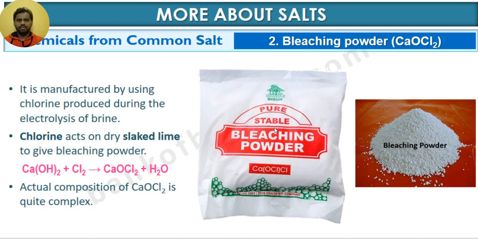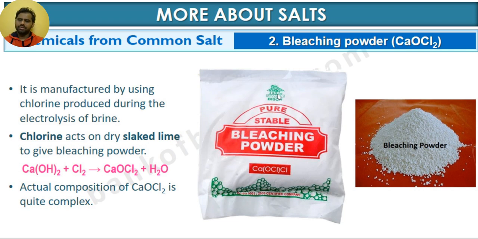Now let us study something about bleaching powder. All of us have some idea about bleaching powder. First of all, what is asked in the exam is the chemical formula of bleaching powder. What is the chemical formula of bleaching powder? CaOCl2, calcium oxychloride. CaOCl2 is bleaching powder. This is how bleaching powder looks. So how is it manufactured?